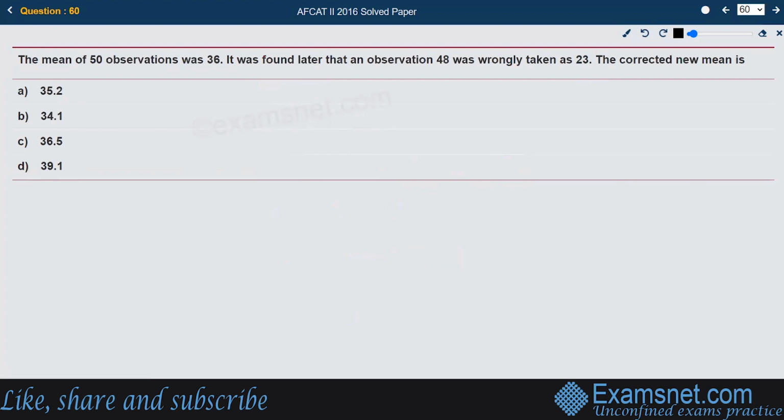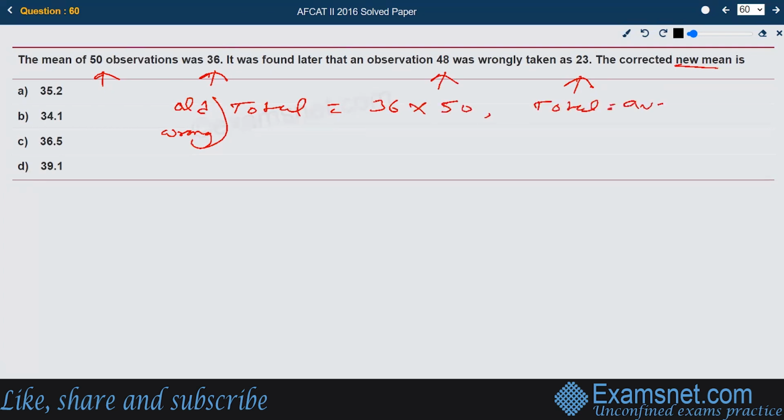Now, the next one: the mean of 50 observations was 36. It was found later that an observation 48 was wrongly taken as 23. The corrected new mean is, first of all, let us find out the total. In averages questions, it is very good to do totals first. The wrong total was mean 36 and observations 50. Total value is always average into the total number of observations, so this is the formula being used.